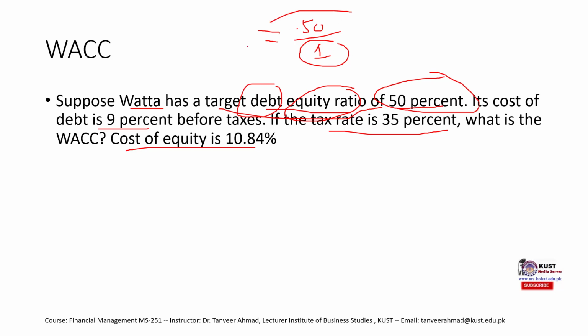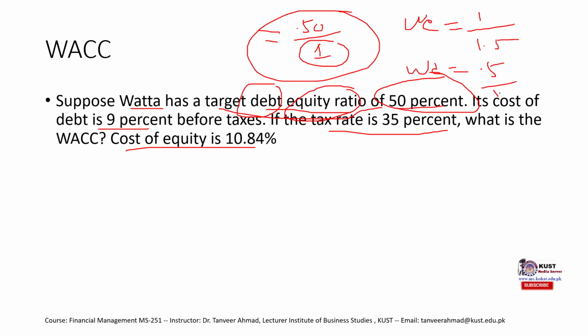But we do not need the debt to equity ratio. We simply need the weight of equity and the weight of debt. So if for every 50 paisas of debt, there is 1 of equity, then the total is 1.5. And the weight of equity would be 1 divided by 1.5, and the weight of debt would be 0.5 divided by 1.5, or we can write this as 2 by 3 and 1 by 3 in the fractional form. These would be the weights, right?